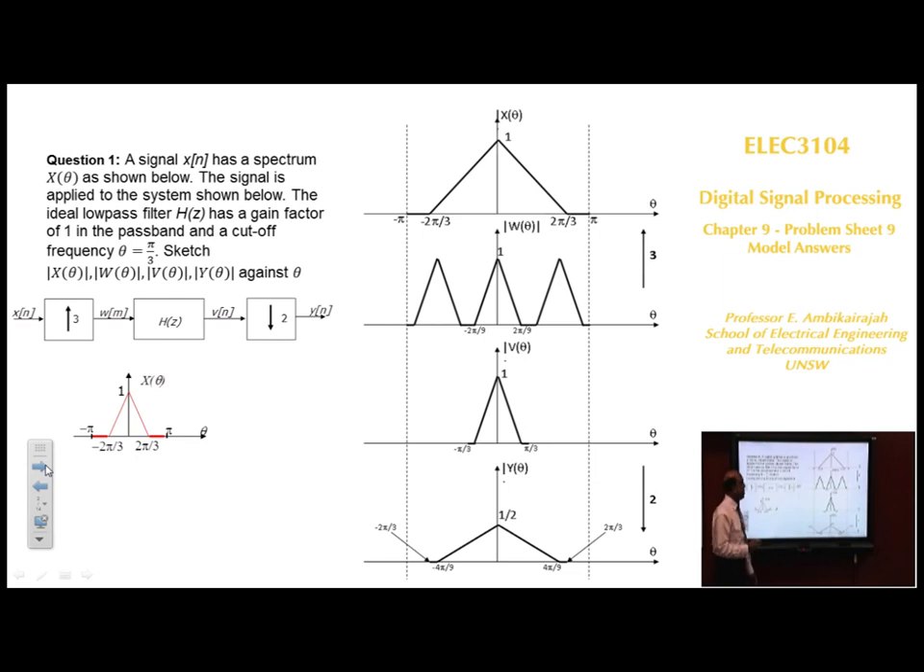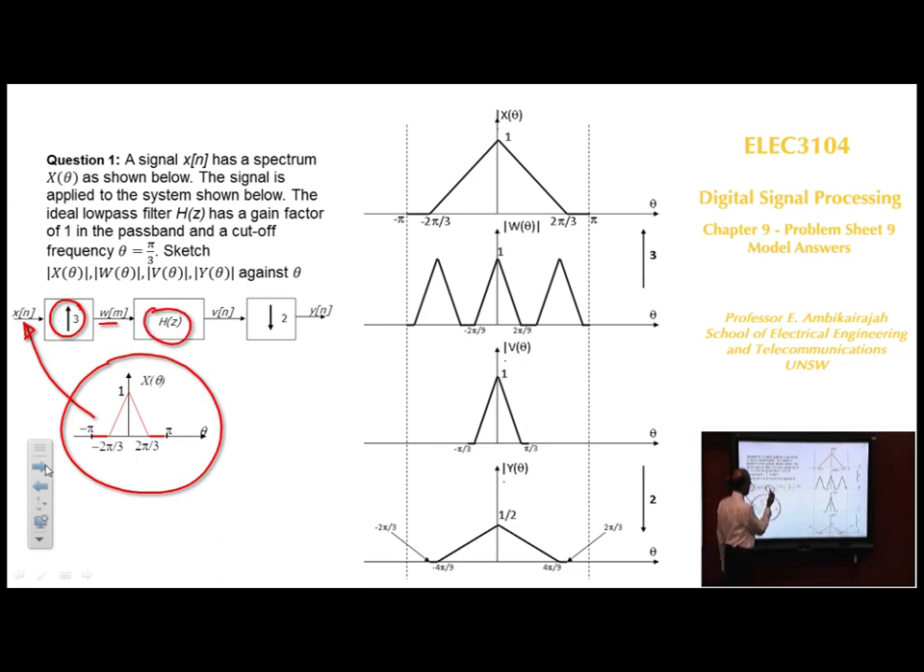The first question is that you've been given a signal x[n], and the spectral information is given to you, and it is upsampled by 3. You get w[m], then you have a filter, which is a low pass filter with a cutoff frequency of pi over 3 and a gain factor of 1, and then you downsample by 2 and you need to draw the spectrum. So we can start with the original one.